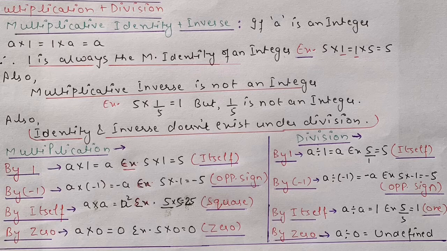Same four situations for division also. If you divide any integer by 1, you will get the same integer. If you divide by minus 1, you will get the integer with opposite sign. See the example, 5 divided by minus 1, so you are getting minus 5. Now, if you divide any integer by itself, you will always get 1. See, 5 by 5 is equal to 1. And if you divide any integer by 0, you will get an undefined number, or rather it is also called infinity.